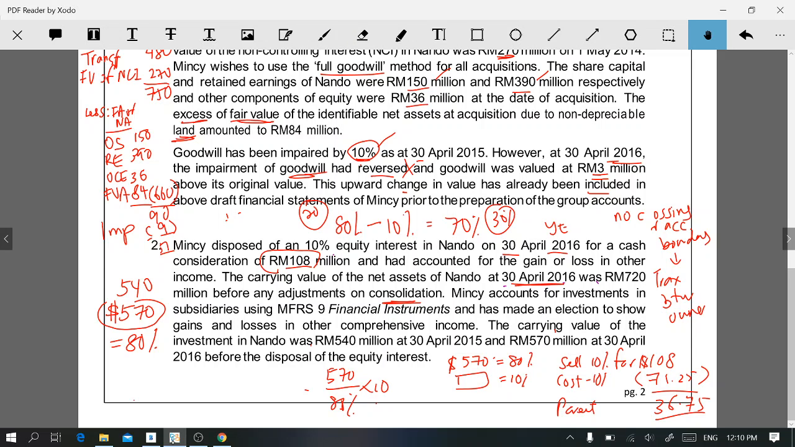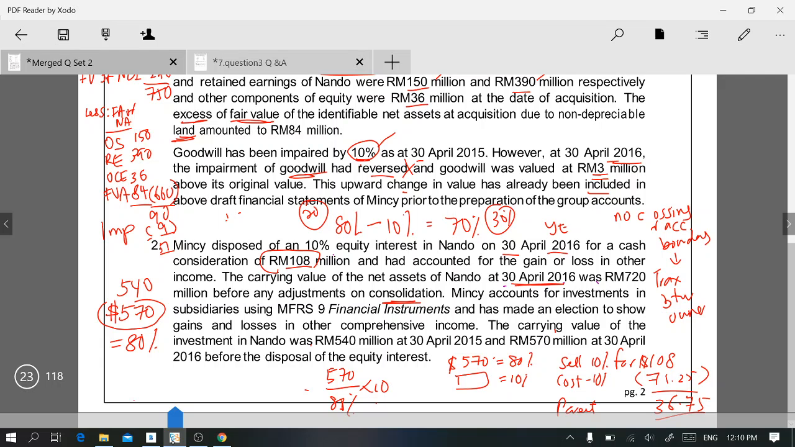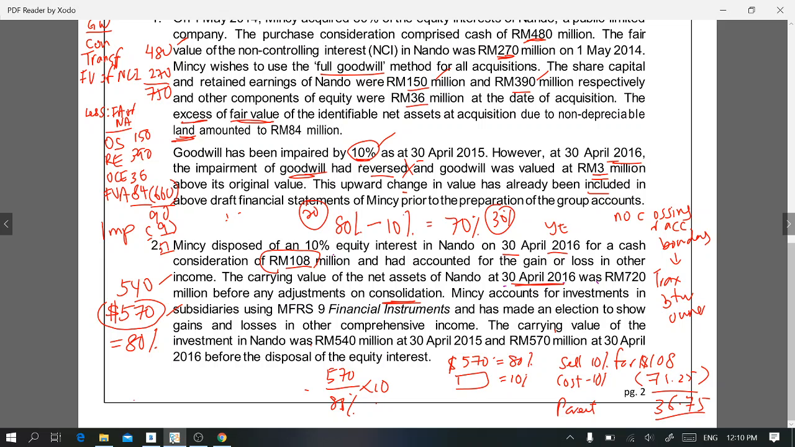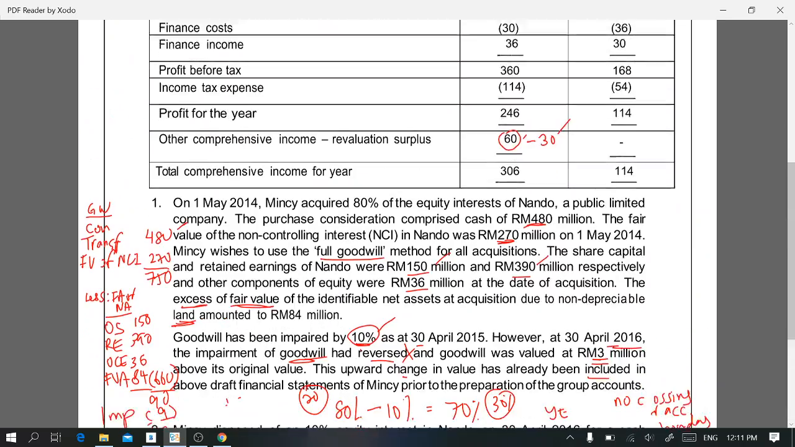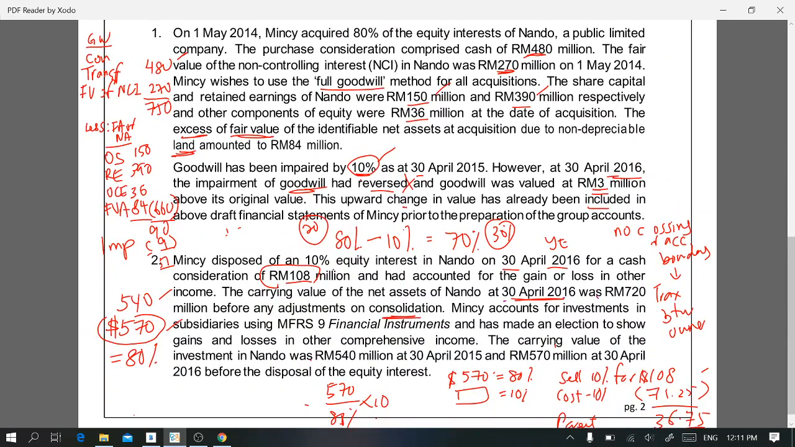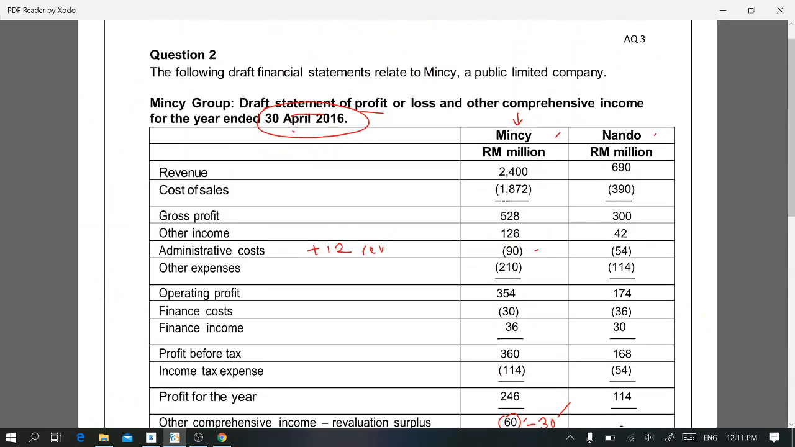So we took out two things. Because during the year the increase from 540 to 570, the 30, we take it out, and now that we sell 10% for 108, we make a gain. So for consol purpose we must take it out, and they say here the gain or loss has been included in other income. So this is the other income. We must take out the 36.75.